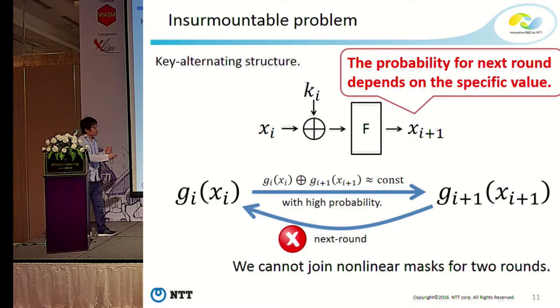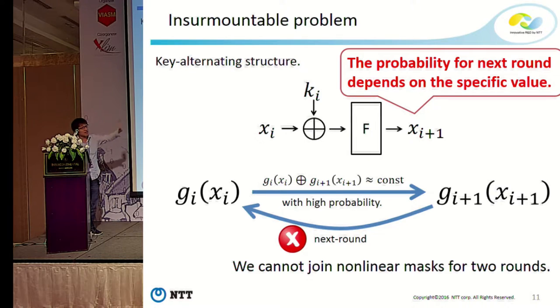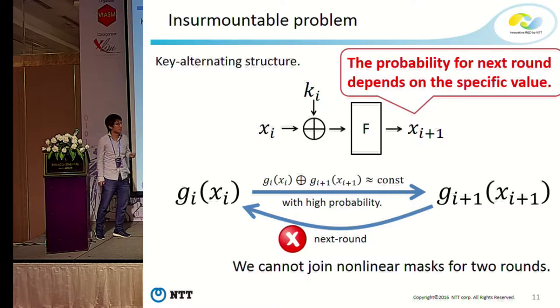Now, if x_i is a plaintext, it is easy because the attacker can know the plaintext value. But x_{i+1} depends on the round key, and the attacker cannot know k_i. So the probability of the nonlinear approximation for the next round depends on the specific value of x_{i+1}. So we cannot join nonlinear masks for two rounds. This is an insurmountable problem.